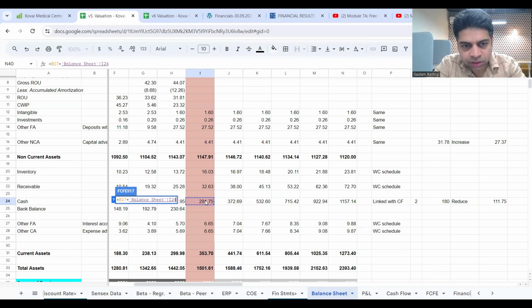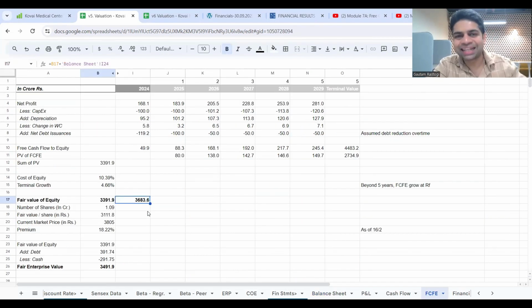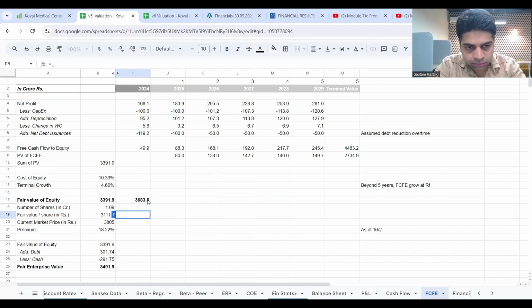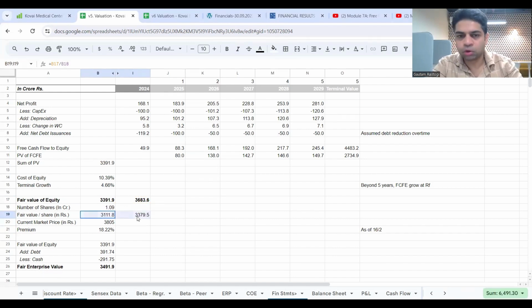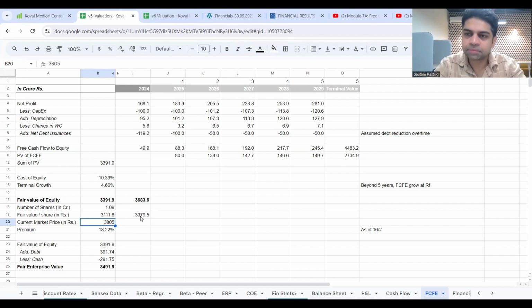Cash balance is, if you do that, I just added the cash balance as of my base year to this fair value of equity. So if I divide it by the number of shares, my value increases by around 250 rupees per share. But this would still make it overvalued, because 3,800 is higher than 3,400. Although the premium has reduced slightly now.